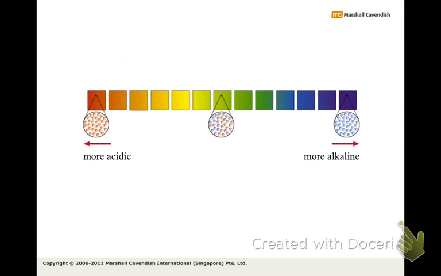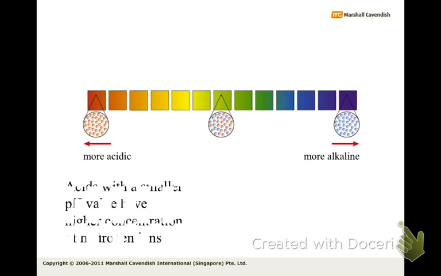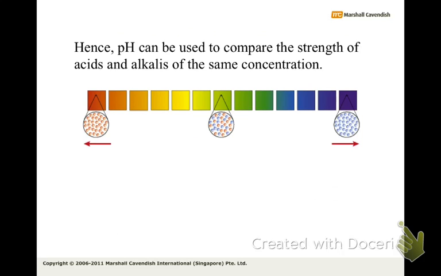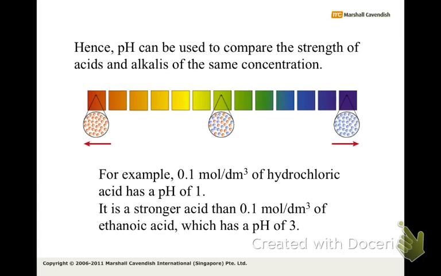This graphic will actually explain it to you. Acids with a smaller pH value have a higher concentration of hydrogen ions. So the stronger the acid, obviously the majority is hydrogen ions. However, if it's alkaline, then you will have a larger pH, and it will have a higher concentration of hydroxide ions. How about if it's neutral? If it's neutral, it has an equal concentration of hydrogen and hydroxide ions.